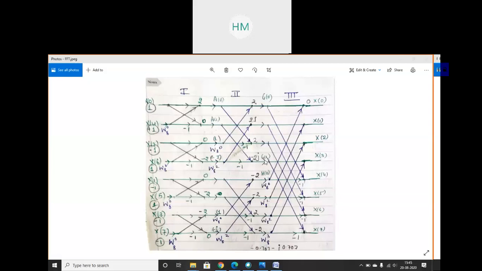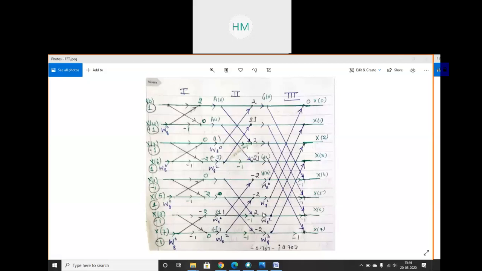Okay, so G of 3 is equals to, it is coming from this point A1 minus, here it is B1 minus B1 into W2 8. Clear?